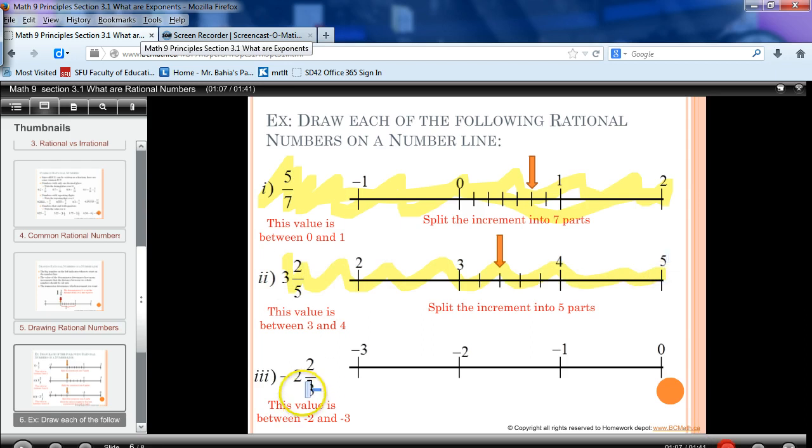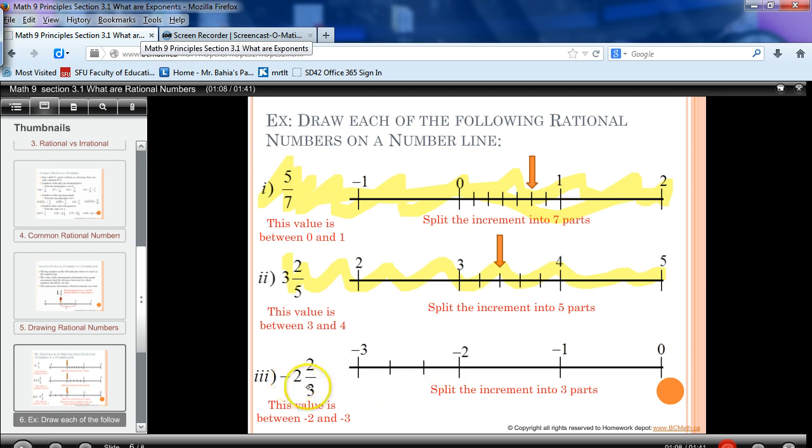Down here, negative 2 2/3. For this one, looking at negatives, it's between negative 2 and negative 3. So it's going to be in here somewhere. Split it up into thirds. Like I said, split it up into three equal parts. One part, two parts, three parts.